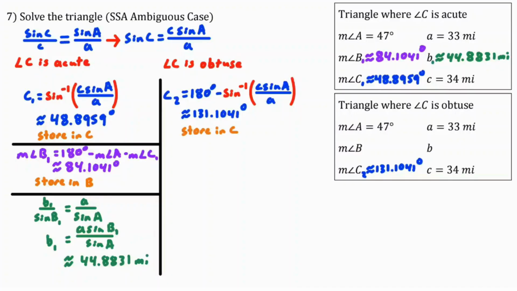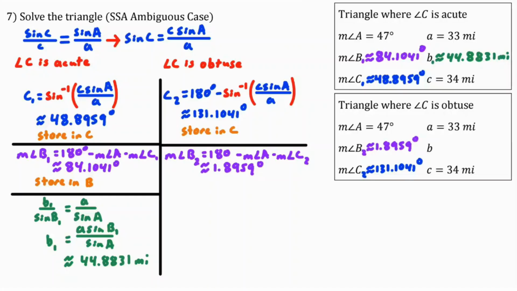Then we'll do the same thing we did for solving for angle B and side b when C was an acute angle. So all three angles should add to 180 degrees. Solve for angle B, you get B to be about 1.8959 degrees. And we'll store it in the calculator. And then solve for side b, we'll section this off.